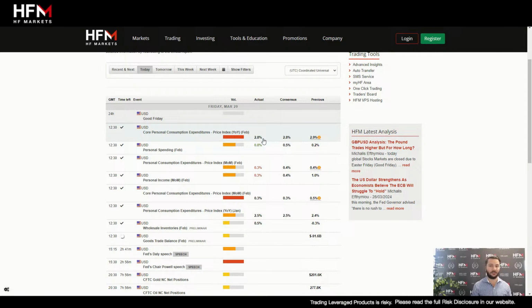The fact, ladies and gentlemen, that it has declined is positive for the stock market, slightly negative for the US dollar. If we're looking at the monthly data, it was predicted to come in at 0.3%. It is much lower than the previous month, but still extremely high.